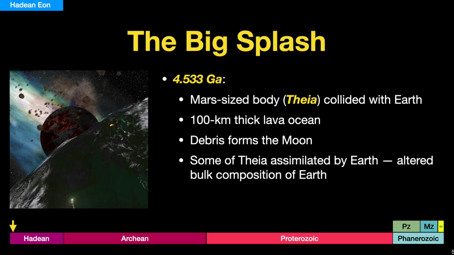One of the major events during the Hadean was known as the Big Splash. This is the large impact of the Mars-sized body Theia that collided with Earth. This was at 4.53 billion years ago. The massive energy released from this collision melted 100 kilometers of Earth, making a 100-kilometer thick lava ocean. A bunch of debris got flung outwards, and that eventually formed the moon. Most likely, this debris coalesced into a ring, much like Saturn has today, and eventually that ring coalesced into a spherical body, the moon. The rest of Theia was assimilated into Earth, and in doing so, it overall altered Earth's bulk or average composition.